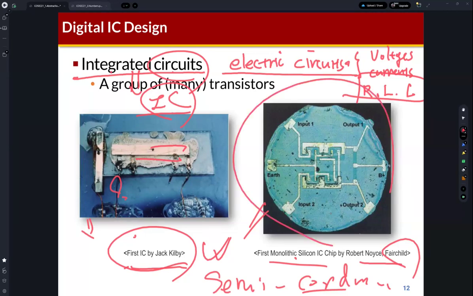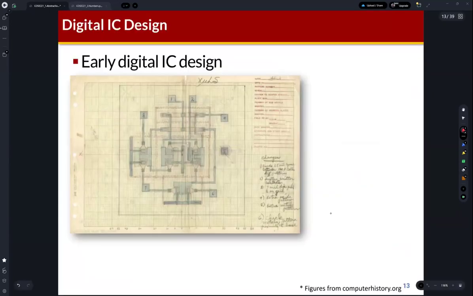Then you can see this big photo, and this photo also includes a very small number, actually two. This photo shows two semiconductor devices, that's two transistors actually. It was very simple maybe 30 years ago. Now, this is the photo of an early IC design. As you can see, the systems were getting more complex.